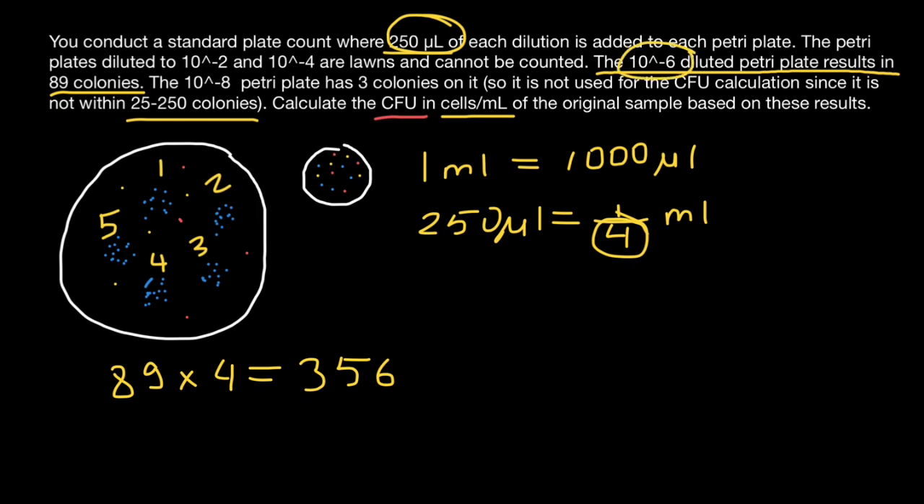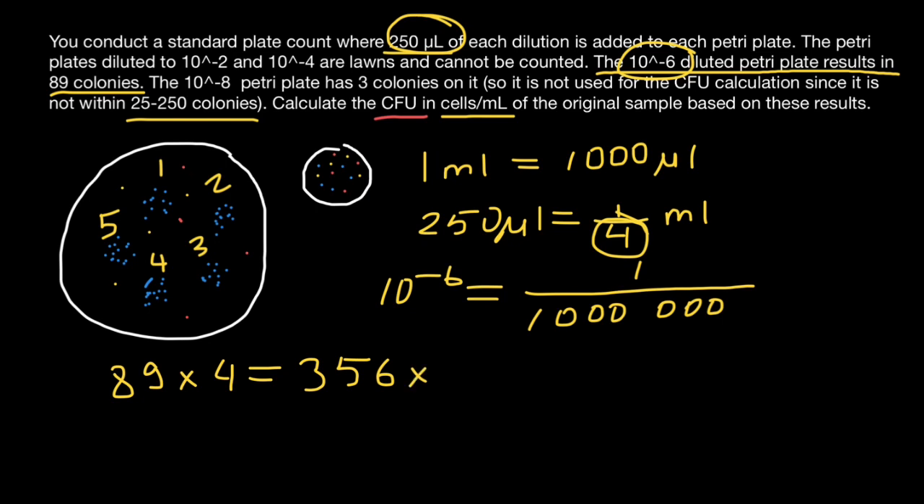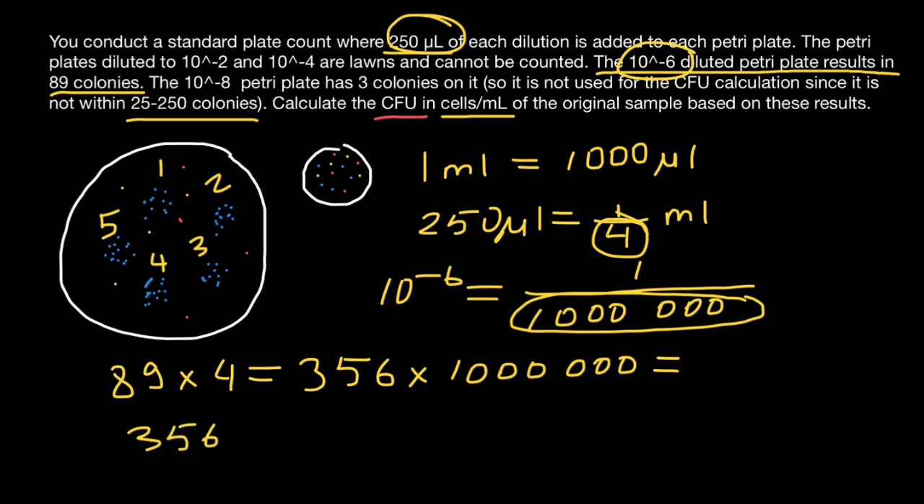10 to the power minus 6 means dilution 1 million times. So 1 divided by 1 million. That means that we have to multiply 356 by 1 million. The denominator here means the dilution factor. So we have to multiply the number of colonies by the dilution factor. And our answer is going to be 356 and 6 zeros.